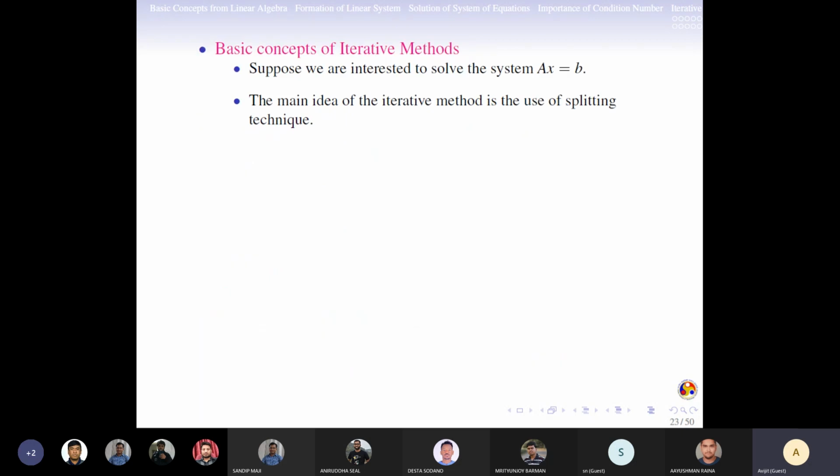Okay. Now, the basic concept of iterative methods is that we want to solve the system of equations Ax equal to b. We have to find x. The main idea of the iterative method is the use of a splitting technique. That means we will split the matrix A in such a way that we can set up iterations. So suppose A can be written as Q minus (Q minus A). Suppose this is a splitting of A, where Q is some matrix.